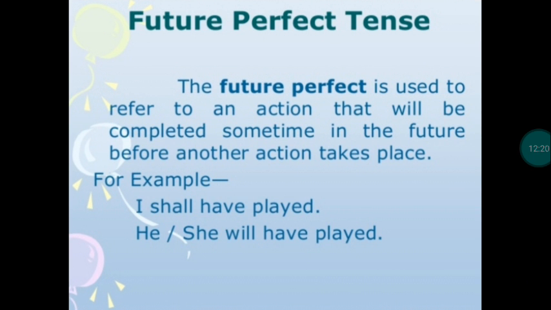Then, the future perfect tense is used to refer to an action that will be completed in the future before another action takes place. I shall have played. I shall have played by that particular time. Like for example, I shall have played when the teacher arrives. Or he will have played, or she will have played.